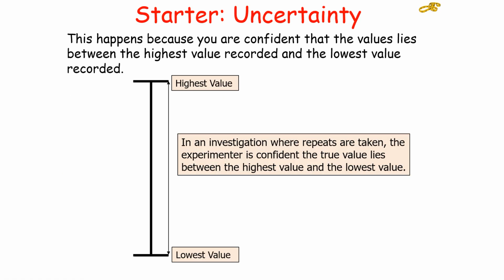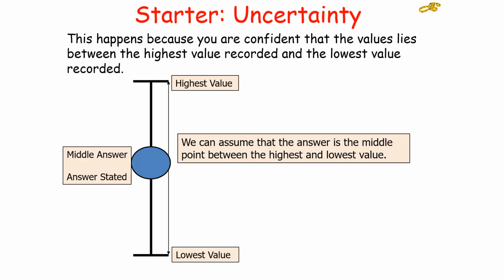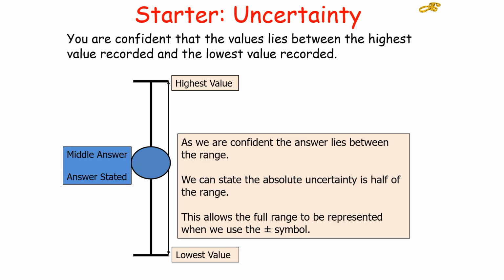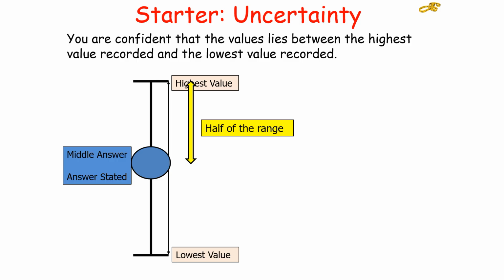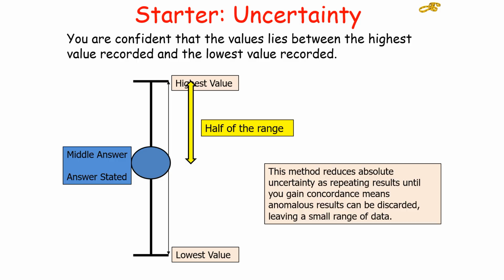Now this happens because you're confident that the value lies between the highest value recorded and the lowest value recorded. So when the repeats are taken, the experimenter is confident that the true value is between the highest repeated value and the lowest repeated value. So the answer we would give is the middle point between the highest and lowest values, so we can state that the absolute uncertainty is half of the range, which allows the full range to be represented when we use the symbol plus or minus. So we know that it could be up to the highest possible value, or it could be down to the lowest possible value.